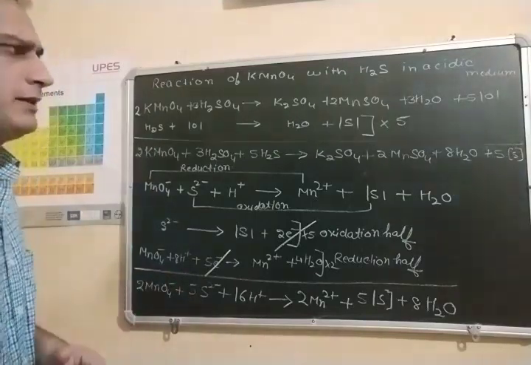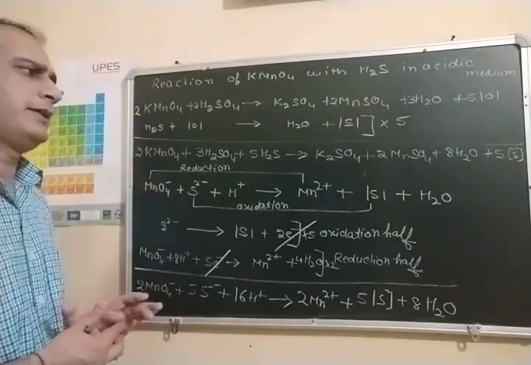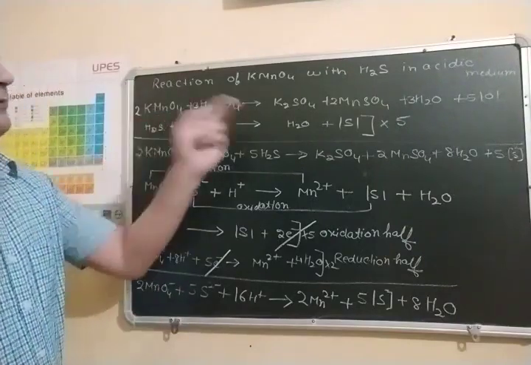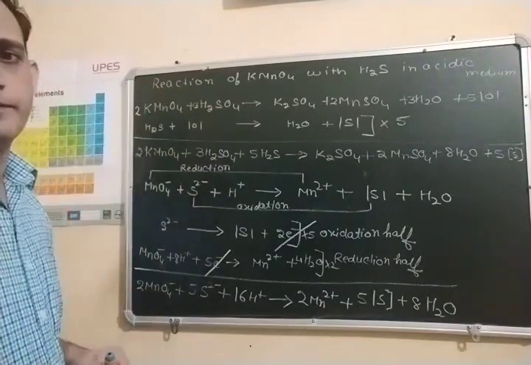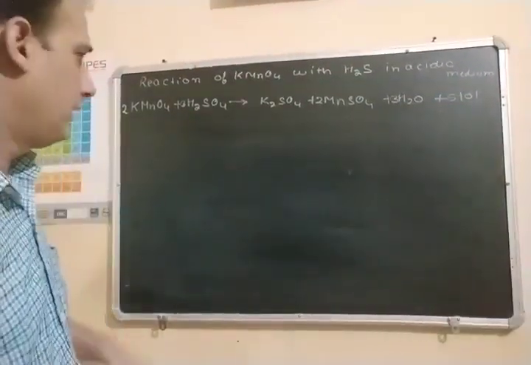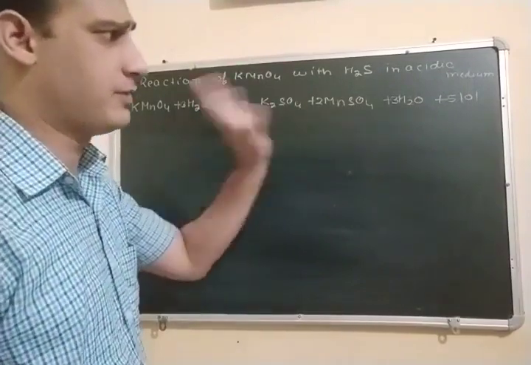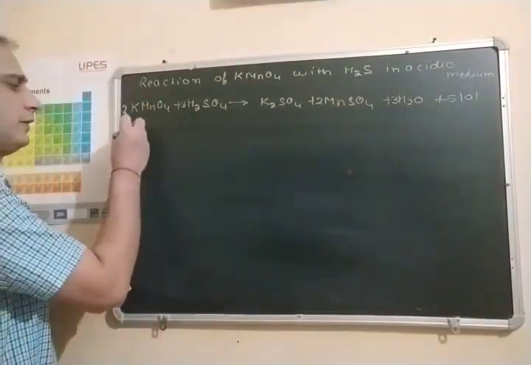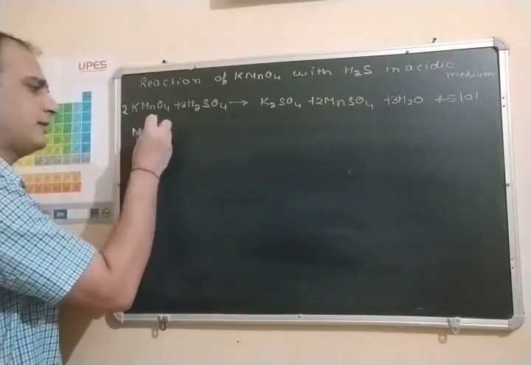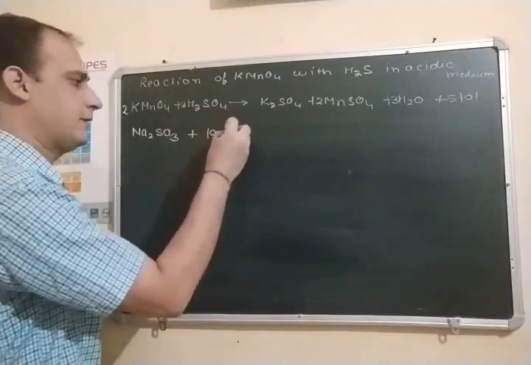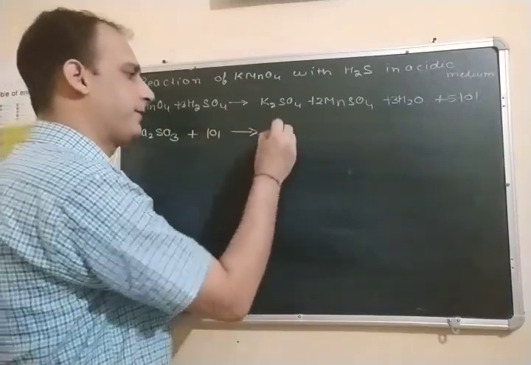Next we will do the reaction of KMnO4 with sodium sulfite, that is Na2SO3. I'm not rewriting this equation. This equation will remain the same in acidic medium. So now the reaction is with sodium sulfite Na2SO3 plus nascent oxygen. It will change into what?